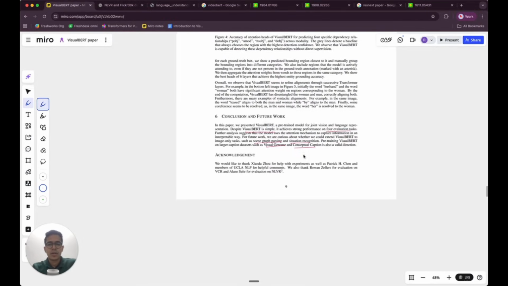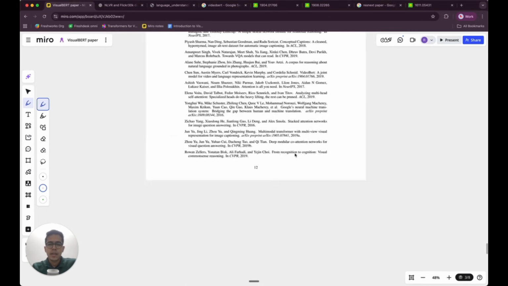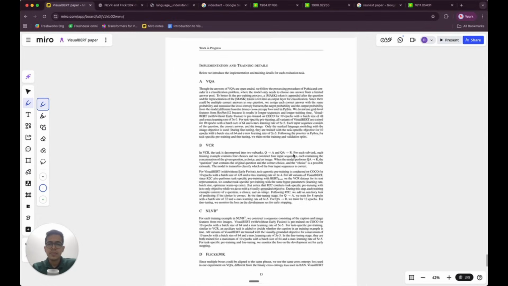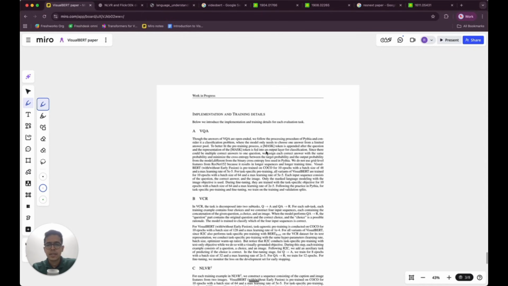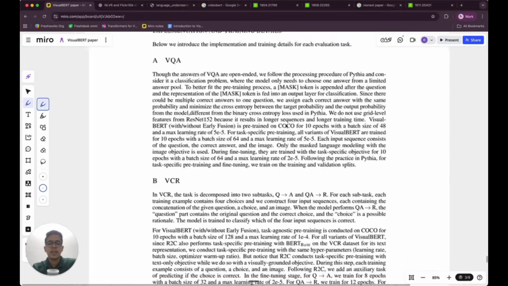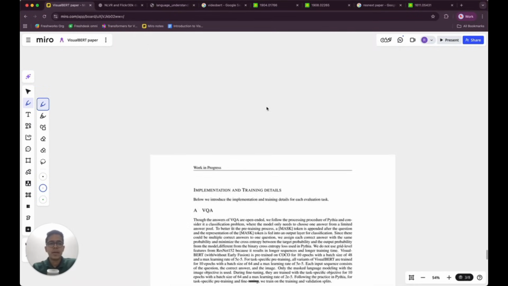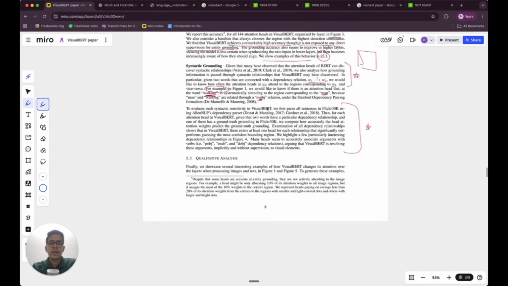All right, all of this is good. Now, is there any other section, references, implementation and training detail? I think this part is fine. This is just the details of implementation, which you can read if you plan to implement this. But other than that, conceptually, we have covered pretty much everything. So that is the end of the VisualBERT paper.